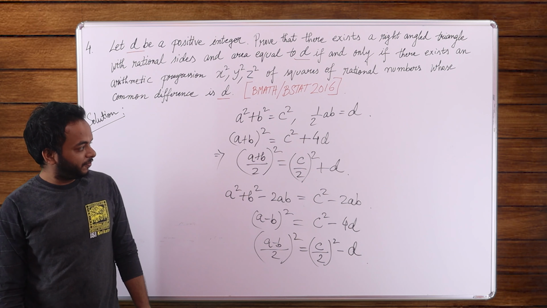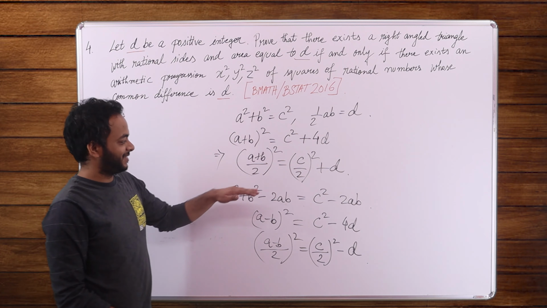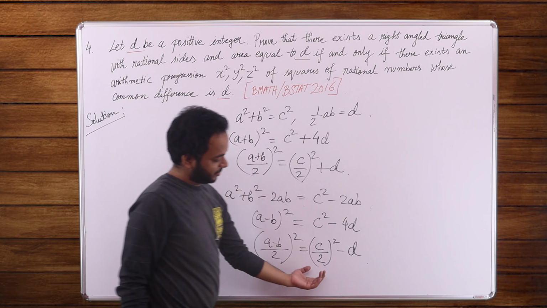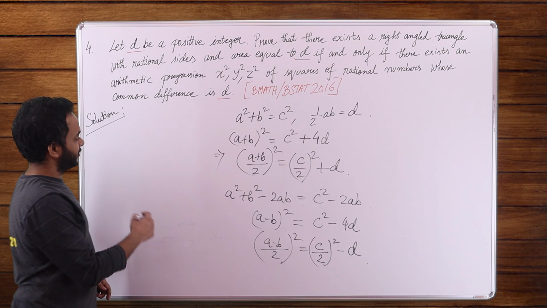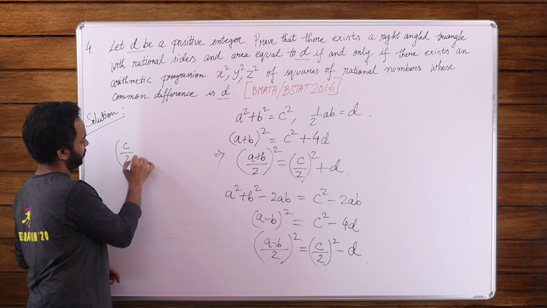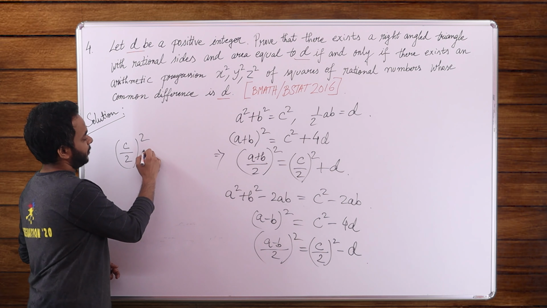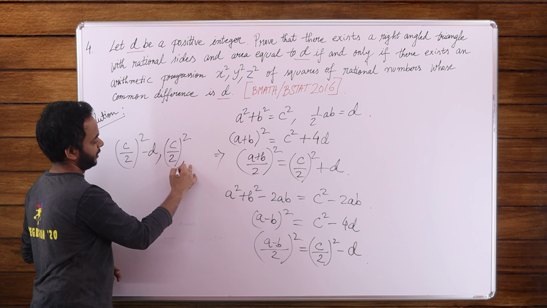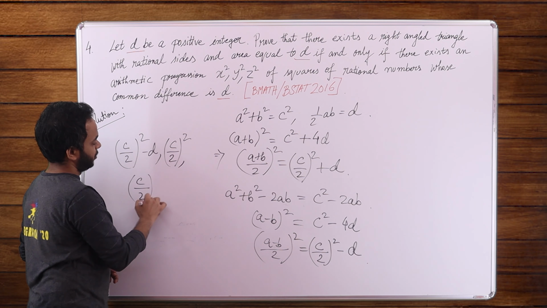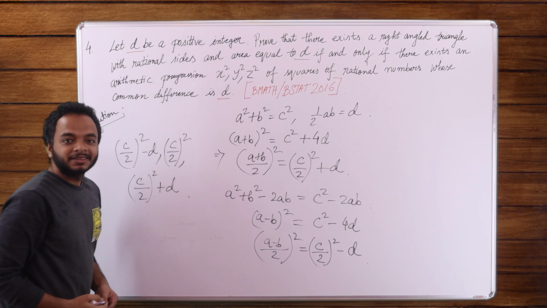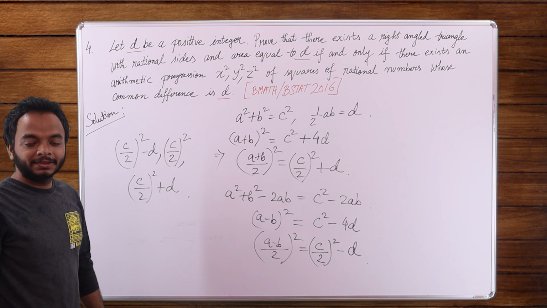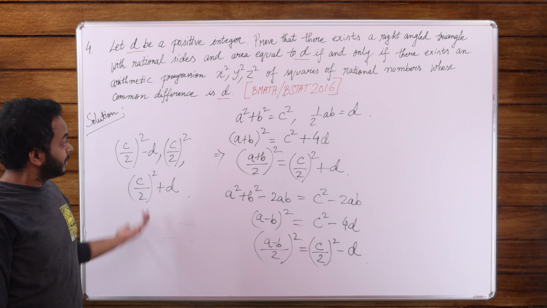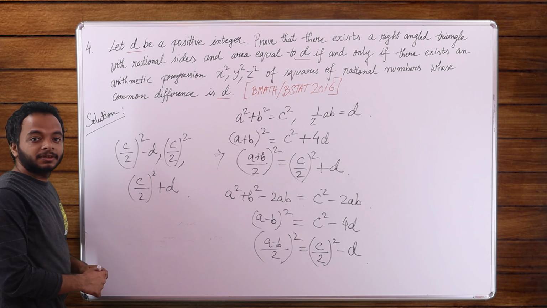Okay, isn't that beautiful? We have this square is equals to this plus d, and this square is equals to this minus d. So you see, like c by 2 whole square minus d, then c by 2 whole square, and then c by 2 whole square plus d. So that's your arithmetic progression. Their difference is d, which was required here, right? And they are also the squares of rational numbers.